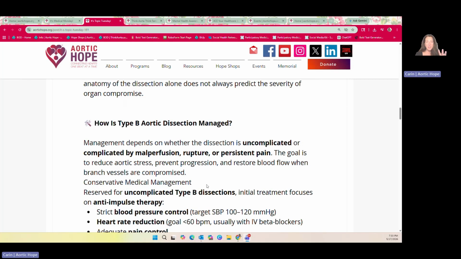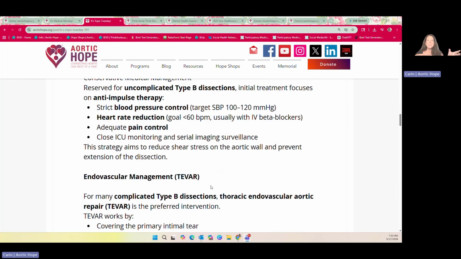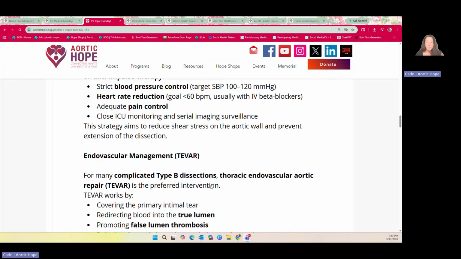If it's uncomplicated, like most tend to be in the beginning, they focus on anti-impulse therapy. So that is maintaining strict blood pressure control, heart rate reduction, keeping people under 60 beats per minute when resting. Okay. That's usually done with IV beta blockers in the hospital, giving people adequate pain control because they did, after all, have a dissection, and close monitoring. And the strategy is really just to ease the stress on the aortic wall and prevent an extension of the dissection.